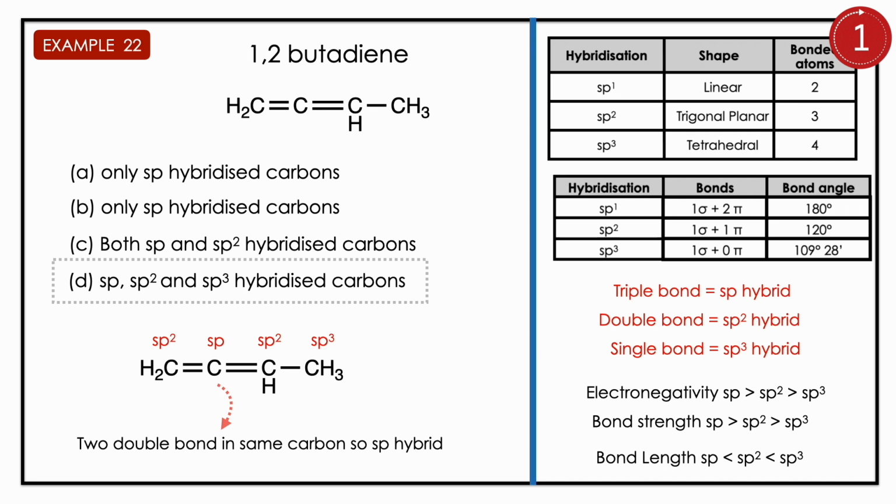If you look at it, it has all types of bond. First carbon is sp2, second carbon is sp because it is attached with 2 double bonds. Third carbon is sp2, fourth carbon is sp3. So it has sp, sp2, sp3. The concept you have to learn here is two double bonds on the same carbon means sp hybridization.